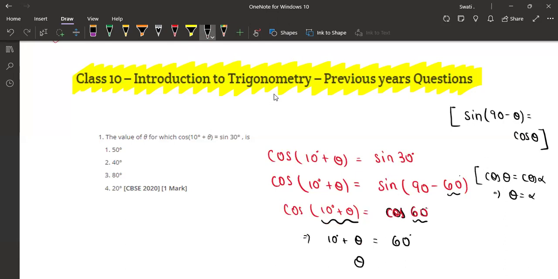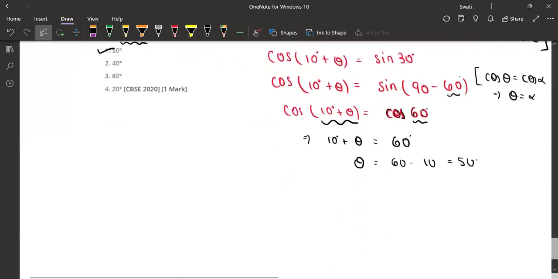We have to find the value of theta, because the question is to find the value of theta. So theta will be 60 minus 10, which is nothing but 50 degrees. So the answer is 50 degrees, and option 1 is correct. Let's go to the next question.